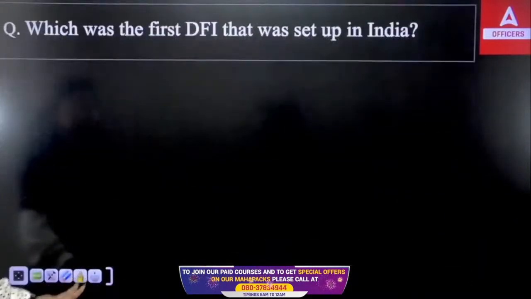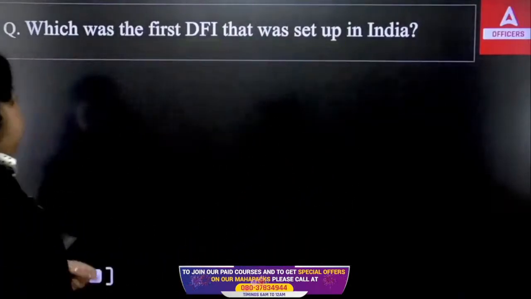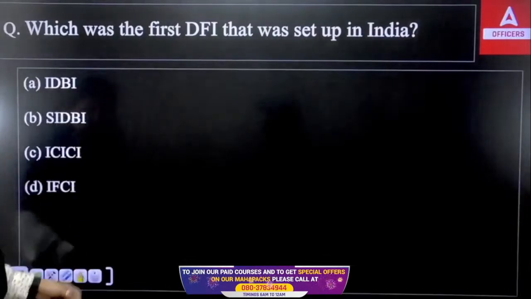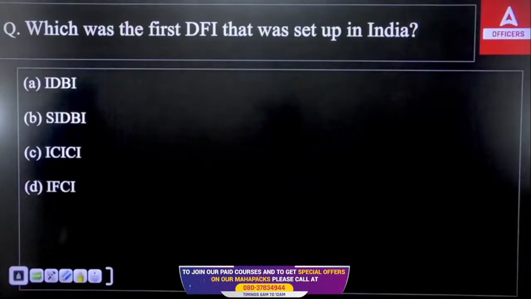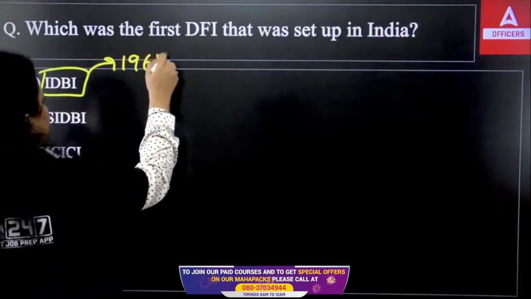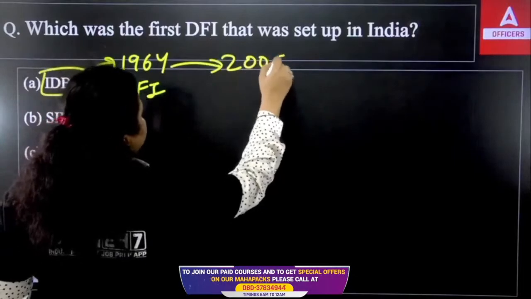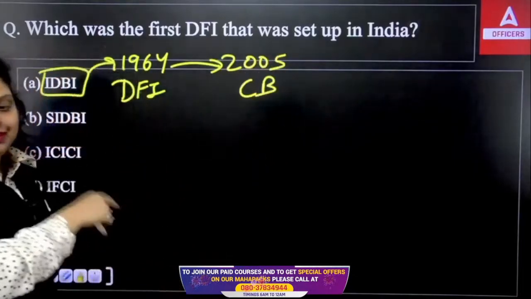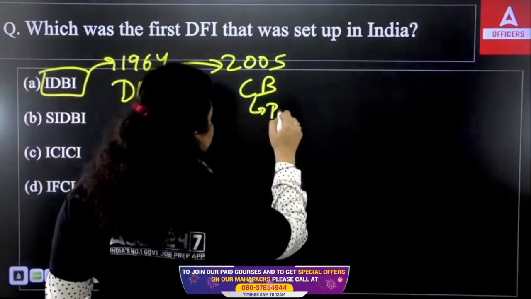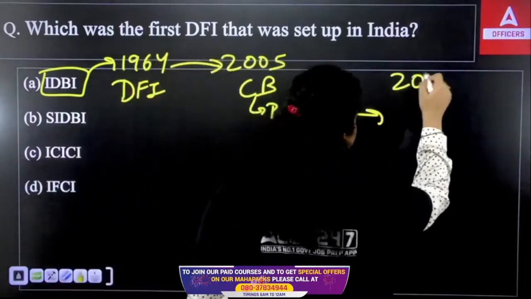Next question is talking about which was the first development finance institution set up in India. That I have already told you. So out of IDBI, SIDBI, ICICI Bank or IFCI, which of the following bank is the first development financial institution? So IDBI was established in 1964. It used to be the development financial institution. It was converted in 2005 into the commercial bank, and it used to be the public sector bank, but now it is a private sector bank. From 2005 it used to be public sector, but what happened in 2019?